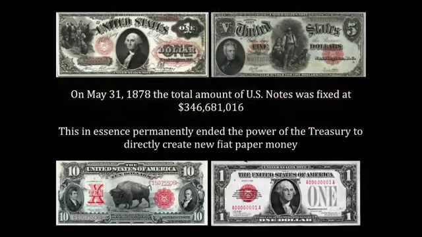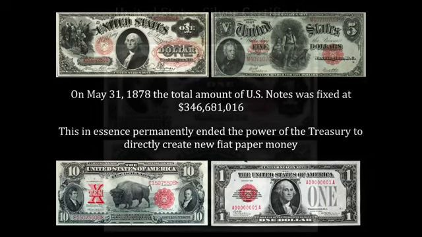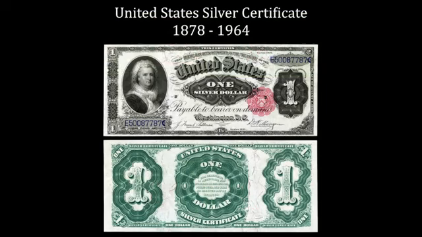On May 31, 1878, the total amount of U.S. notes was fixed at $346,681,016. This, in essence, permanently ended the power of the Treasury to directly create new fiat paper money. These notes are still legal tender in the United States. However, in 1994, legislation was passed to decrease the amount in circulation. Beginning in 1878, the United States government, in response to political forces calling for an increase in the money supply, began issuing silver certificates.